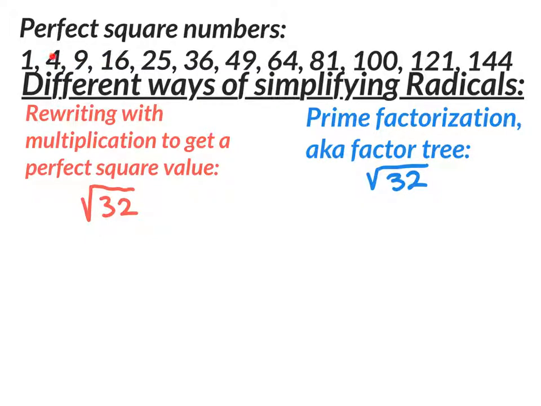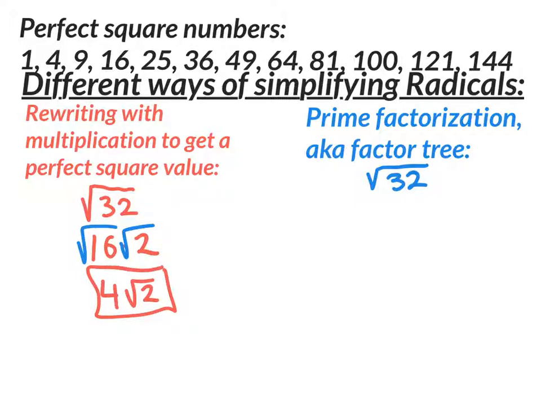So you could say 4 times 8 is 32, but take a couple more seconds and look at the higher perfect square numbers. 9 times something give you 32? No, it doesn't work. 16 times 2 gives you 32. So 16 times 2 is the same thing as 32, and you're able to split the roots. Then you end up with 4 square root of 2 as your final answer. So that's the way we've been doing simplification of square roots.